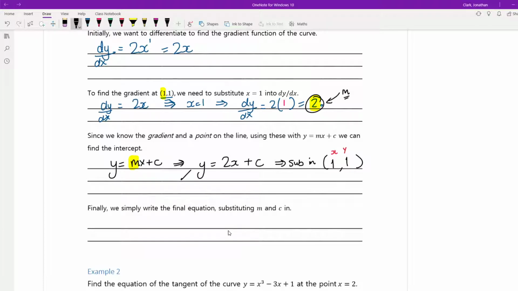So let's do that here. Actually, let's make some space. So I'm going to replace y with 1. I'm going to replace x with 1. And from here, if I just take the 2 over the other side, I'm going to get a constant of minus 1. And then just take the whole equation, y equals mx plus c. And m is 2, and c is minus 1, and there's the equation of my tangent. Beautiful.